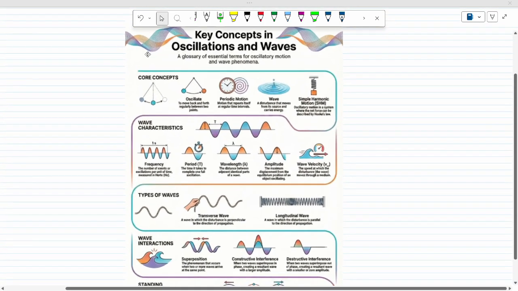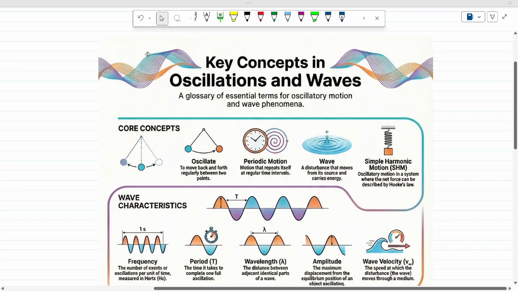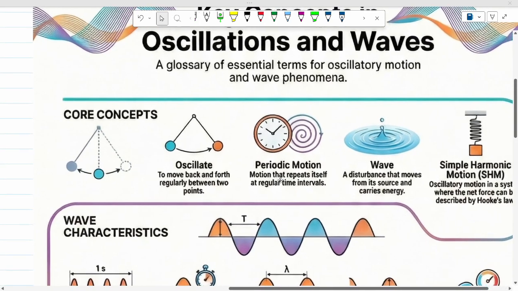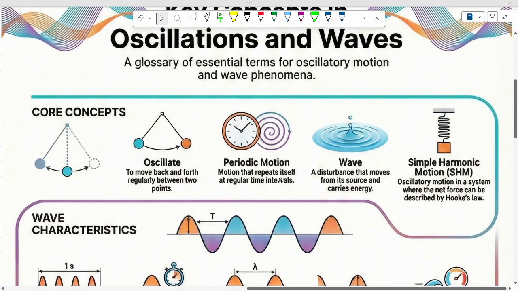So key concepts in oscillations and waves. A glossary of essential terms for oscillatory motion and wave phenomena covered in chapter 5. So some of these core concepts are hopefully something that you are already familiar with, what you would have kind of assumed from your knowledge of the English language. Like oscillate, it means to move back and forth regularly between two points.